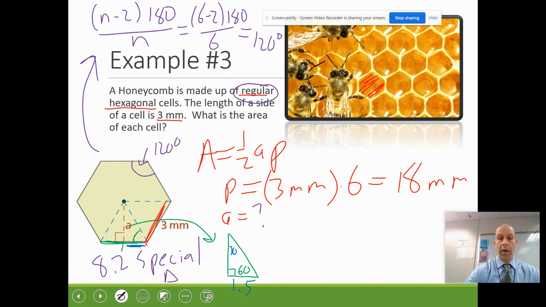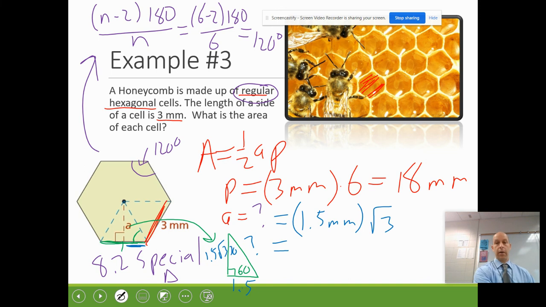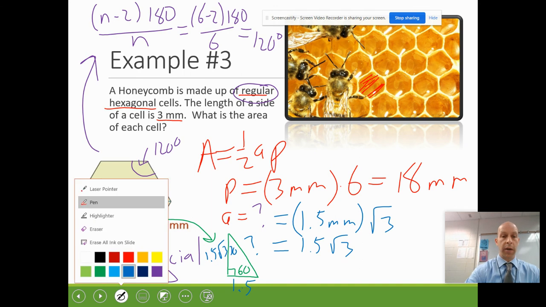Now, we know that this distance is going to be double the shorter leg, but the longer leg is going to be 1.5 times the square root of 3, and that's going to give us the apothem. So the apothem is going to be 1.5 millimeters times the square root of 3, and you know what? I might just leave that. I'm just going to leave that as 1.5 square root of 3 because that's not even the answer, our final answer. Now we're going to go back to our original formula up here.